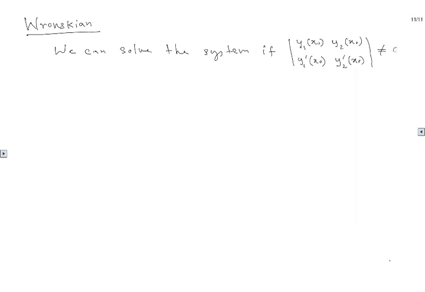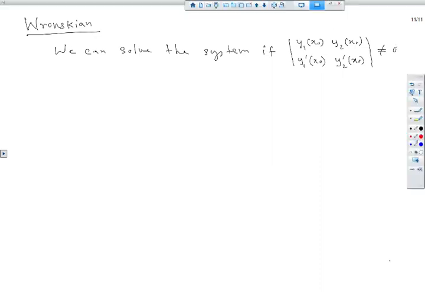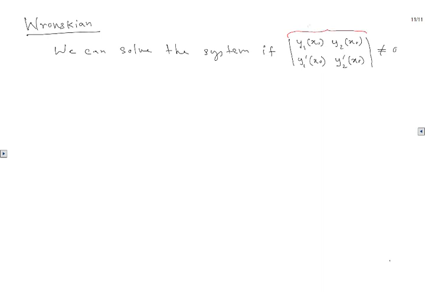So we can solve the system if the determinant is nonzero. When you write the determinant, you write 2 vertical bars. For matrices we use either square brackets or parentheses, but for a determinant we use vertical bars: y1 x naught, y2 x naught, y1 prime x naught, y2 prime x naught, not equal to 0. That's what we call invertible. This is called the determinant.